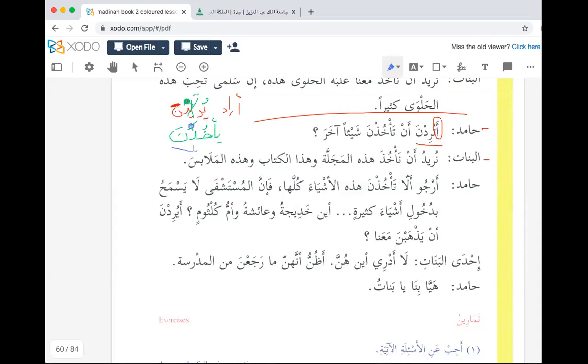Do you want to take anything else? شيئا مفعول به آخر. How about this word here, آخر? You can tell me about it. Why does it have a fatha? And why does it have only one fatha? This is the question. Who has the answer? Why is it with a fatha and why is there only one fatha?